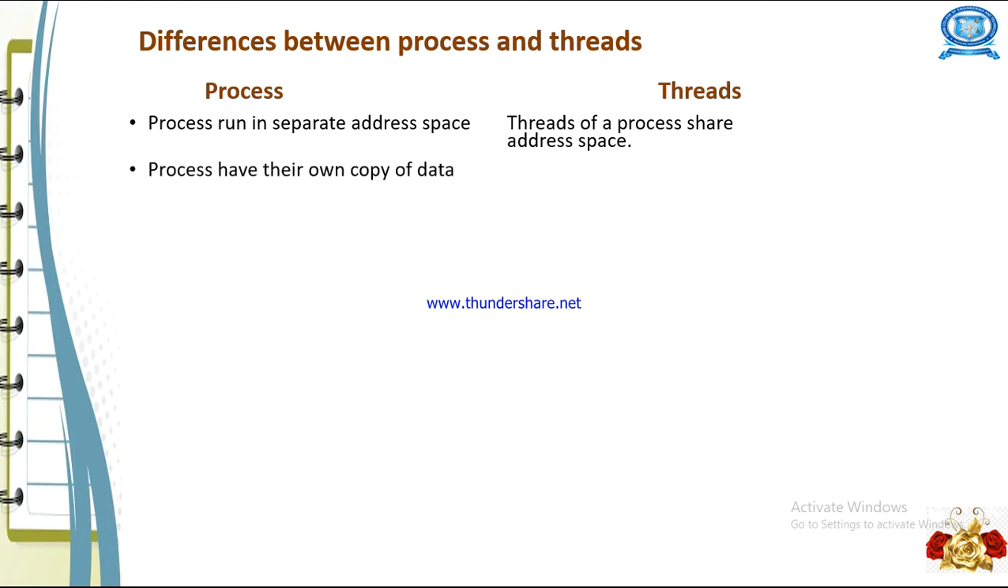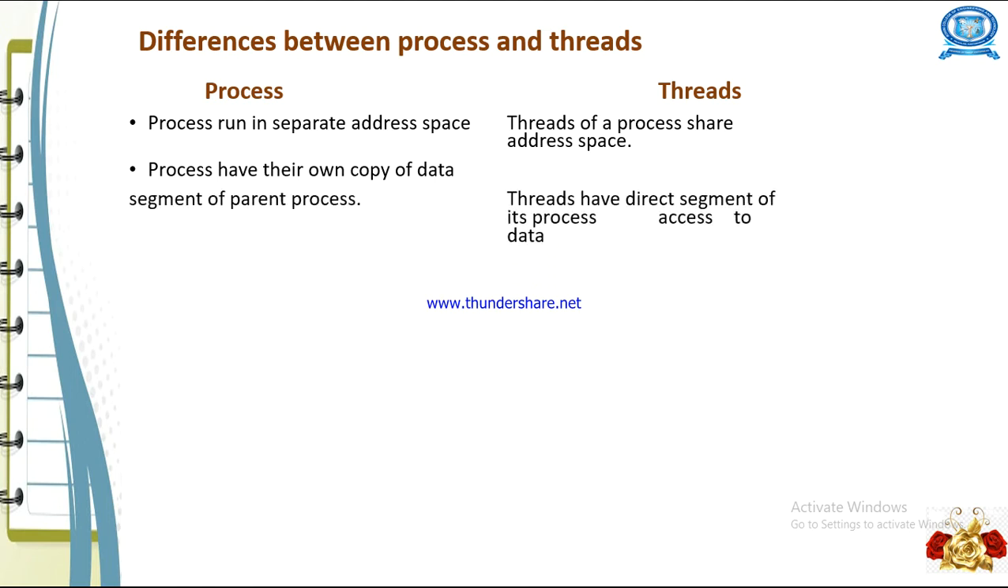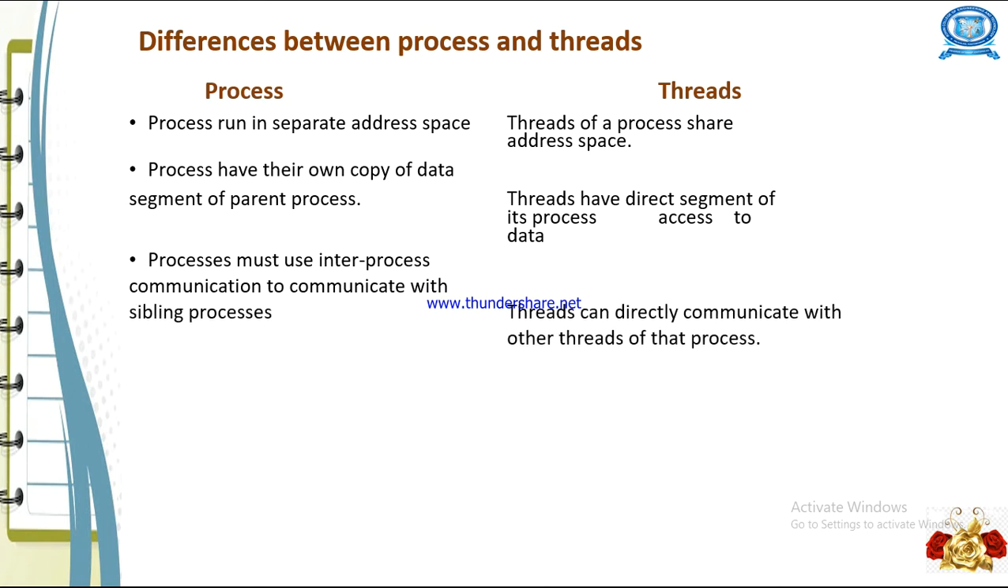So processes have their own copy of data. What do you have to catch from this? How to switch one copy of this data? Where is this copy of data? It is in a segment of the parent process. The thread has direct access to the data of its process. Processes must use inter-process communication, while a thread can directly communicate with other threads of that process. The direct communication from thread to thread is very important.